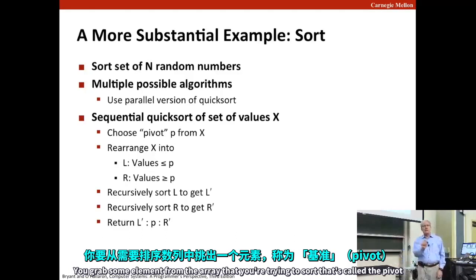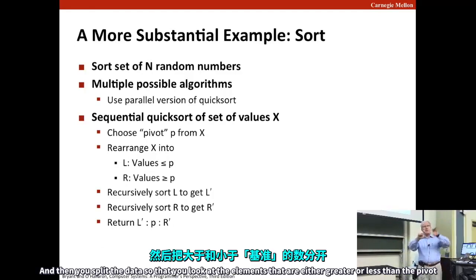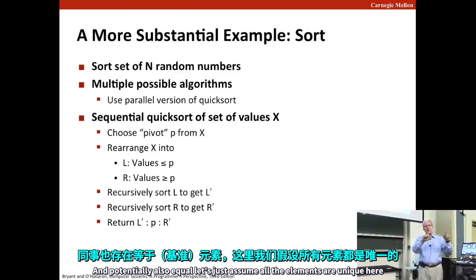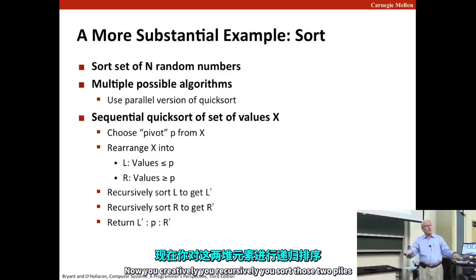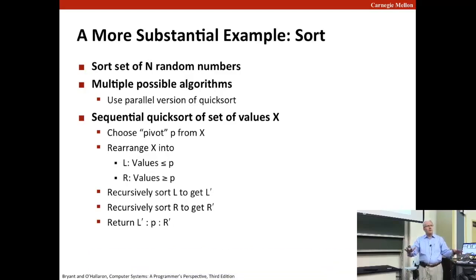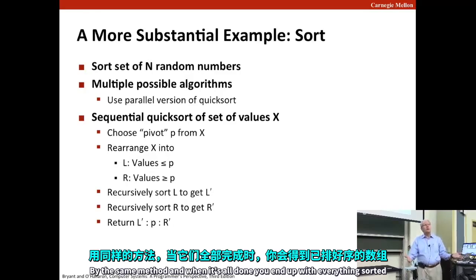Anyways, the idea of quicksort is very simple, and this is the basic sorting algorithm. You grab some element from the array that you're trying to sort, and that's called the pivot. And then you split the data so that you look at the elements that are either greater or less than the pivot, and potentially also equal. Let's just assume all the elements are unique here. So you just split it into two piles. One is the less than, one's the greater. Now recursively you sort those two piles by the same method.